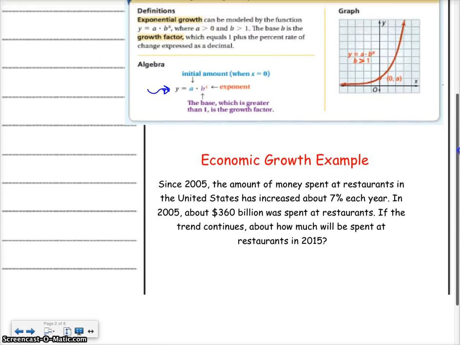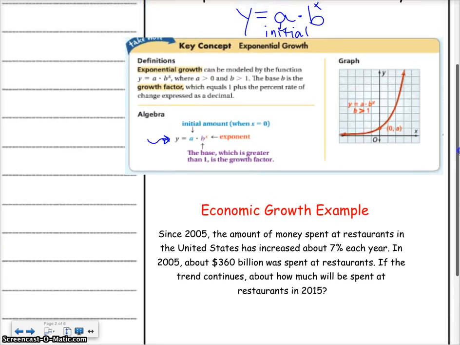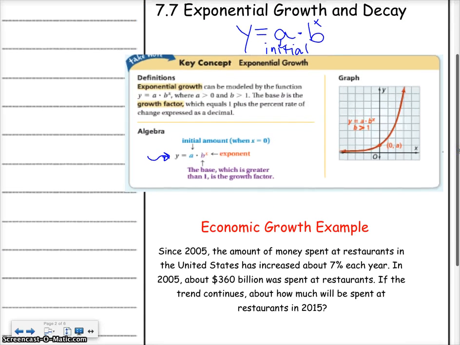I do want to read through this definition because it's really important. You need to know what a growth factor is. So A is the initial amount. B is also called the growth factor. It's the relationship of how things are growing. Here, it's 7%. But you don't put 7% as the B. I do need you to know that that B value is the growth factor. And notice, I'm going to highlight it.